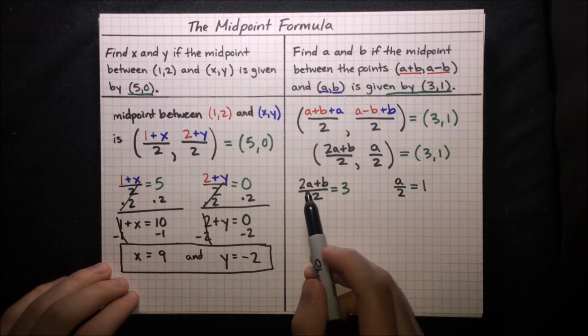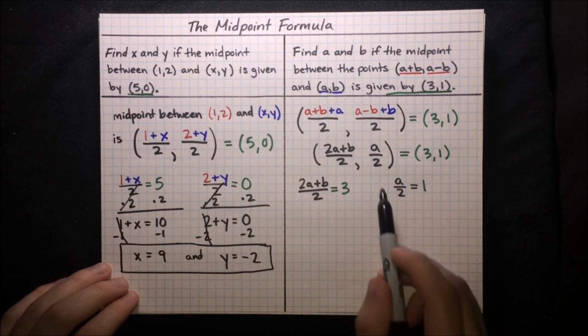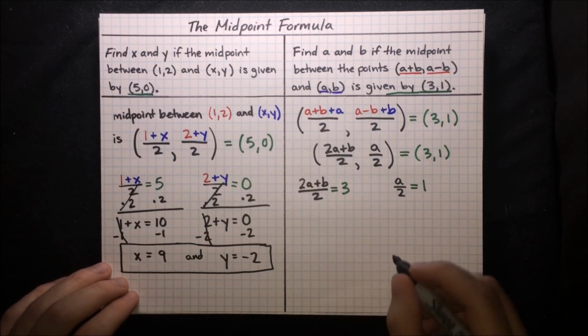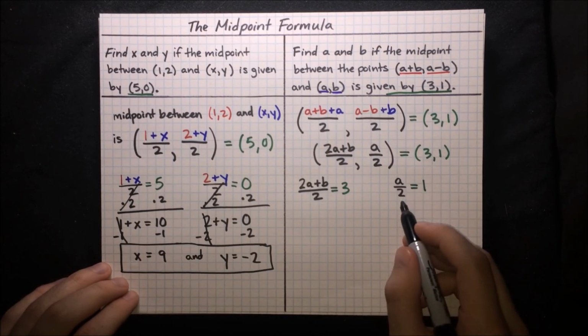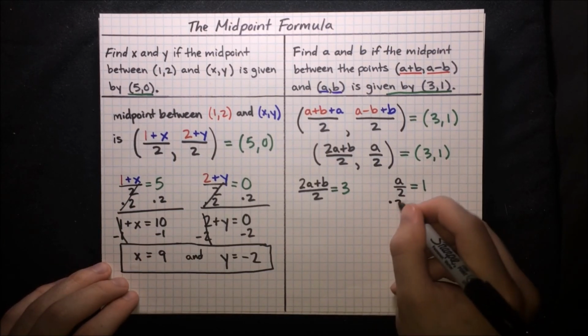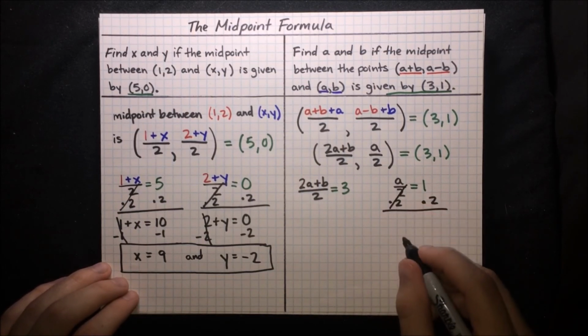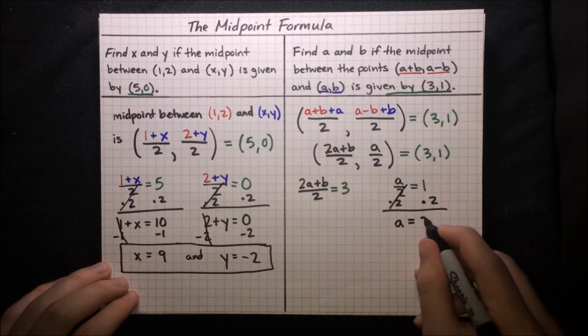Alright, so this equation has 2 variables in it, so that's not going to be solvable right away. But this equation over here only has a single variable. So why don't we solve this equation for a first, and then we can substitute it back in here to solve for b. Alright, let's do that. So a over 2 equals 1. To get rid of that divided by 2, we just multiply both sides times 2. And what do we get? Well, that cancels out the divided by 2, and we just have a equals 1 times 2, which is 2.